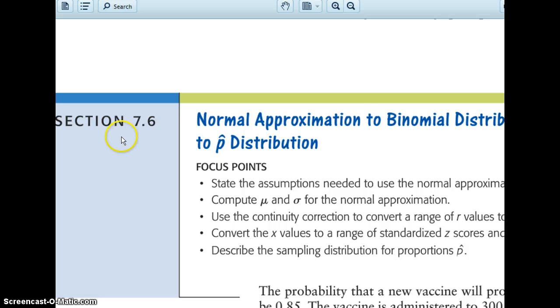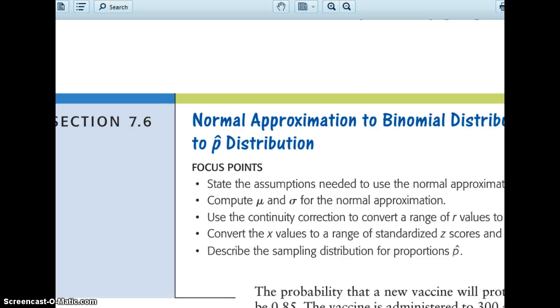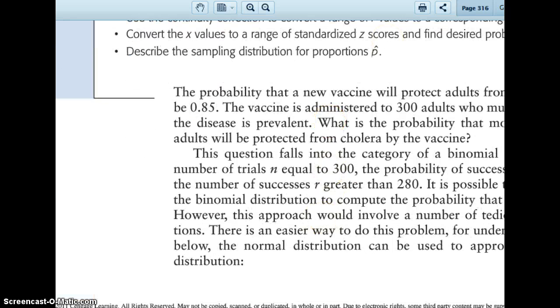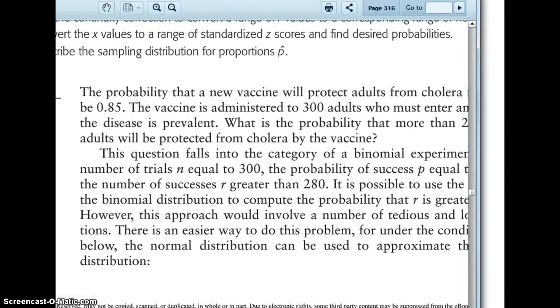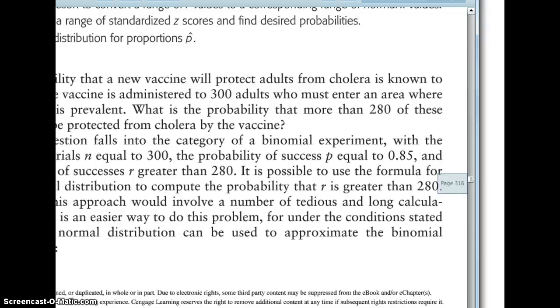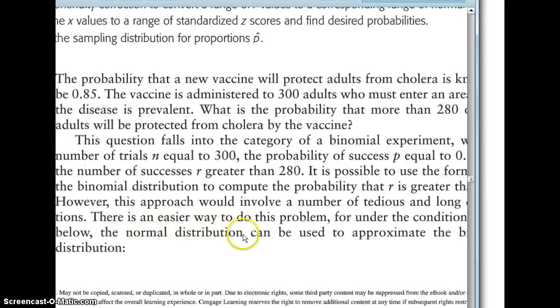Section 7.6 discusses the normal approximation to the binomial distribution. It starts on page 316. And on the first page, it states at the bottom that under the correct conditions, the conditions stated below, the normal distribution can be used to approximate the binomial distribution.